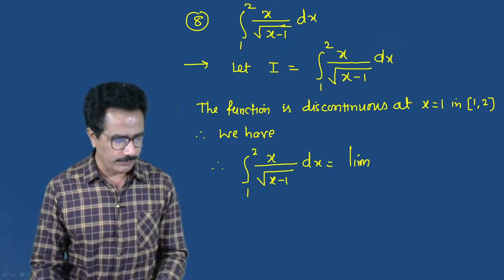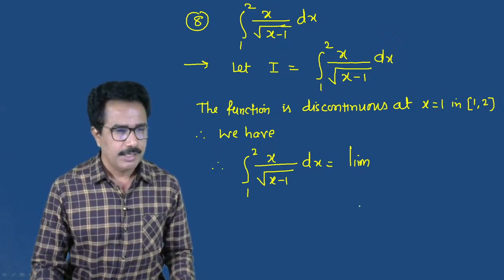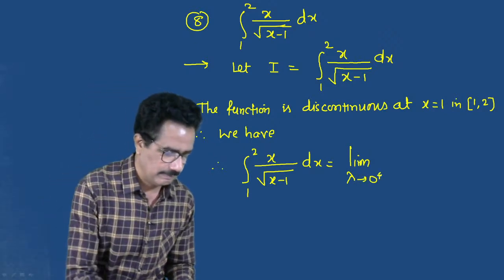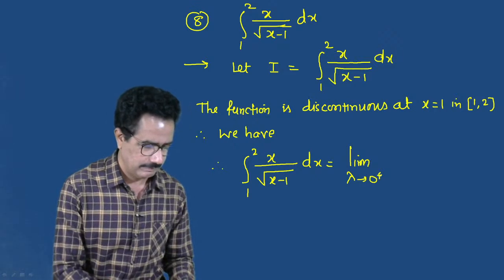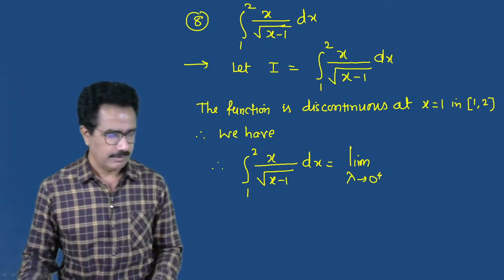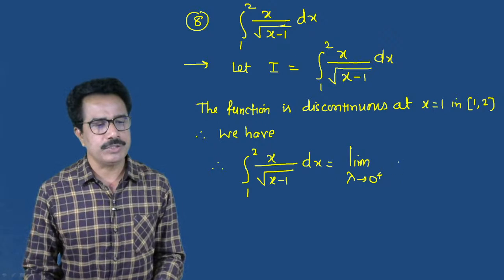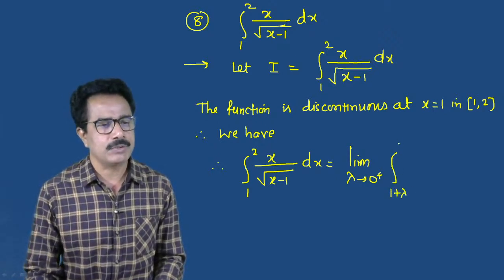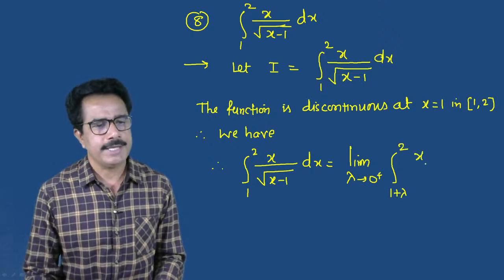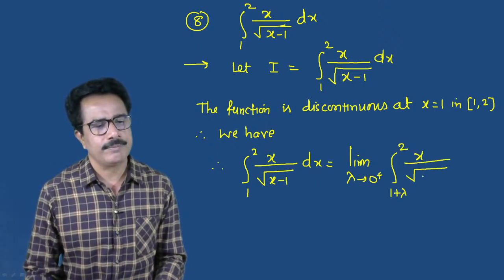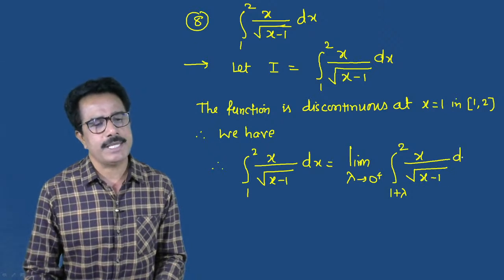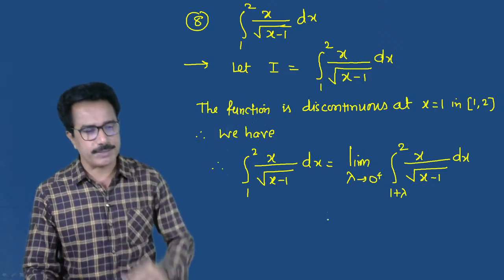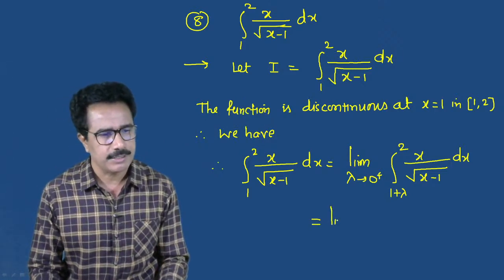Now here, we can take lambda tends to 0 positive, integral from 1 plus lambda to 2 of x divided by root of x minus 1 dx. Now our problem is how to solve the integral of this function. How do we solve the integral of this?